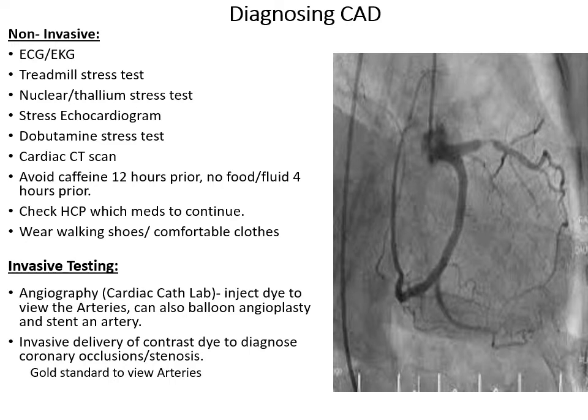A cardiac CAT scan. So this is a CAT scan that looks at the coronary arteries. Okay. There's a couple of things to know about what to do prior to having a cardiac CAT scan. Typically avoid caffeine 12 hours prior to, no food or fluid 4 hours prior.